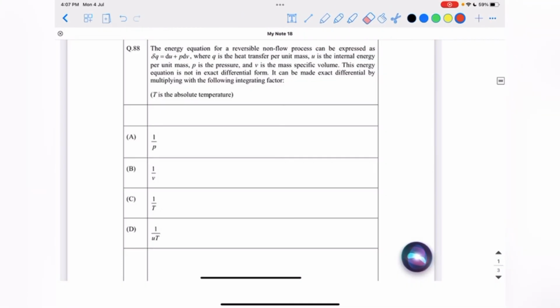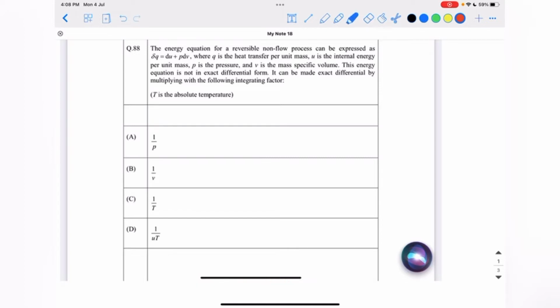So moving on to the first question, we have the energy equation for a reversible non-flow process, which can be expressed as delta Q is equal to dU plus PdV, where Q is the heat transfer per unit mass, U is the internal energy per unit mass, P is the pressure, and V is the mass specific volume. This energy equation is not in exact differential form. It can be made exact differential by multiplying with the following integrating factor.